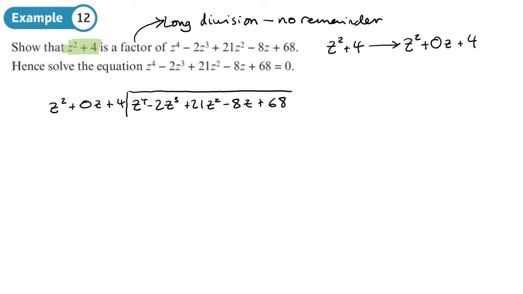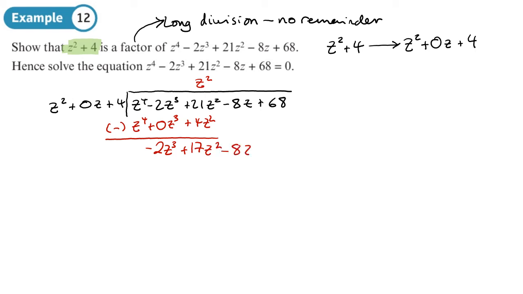z squared goes into z to the power 4, z squared times. Multiply everything by z squared. So you get z to the power 4, we get 0z cubed, and then we get 4z squared. Subtract. So we'll end up with negative 2z cubed plus 17z squared, 21 minus 4, 17. Then bring down the 8.